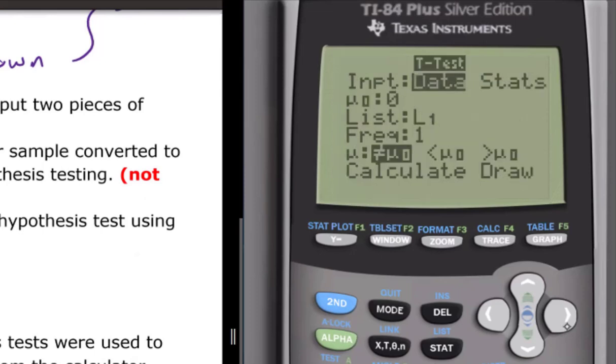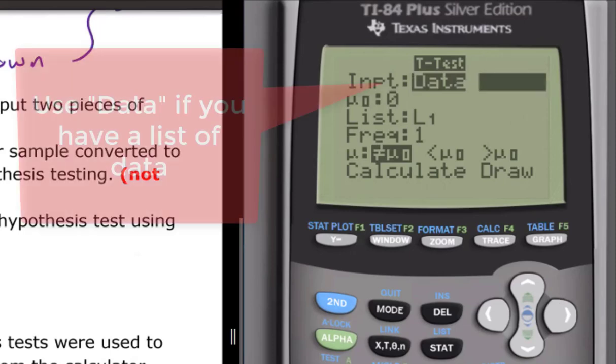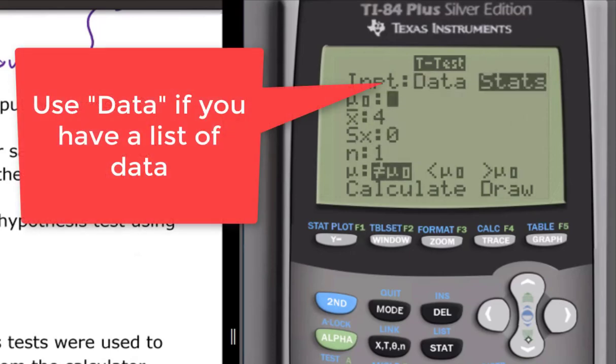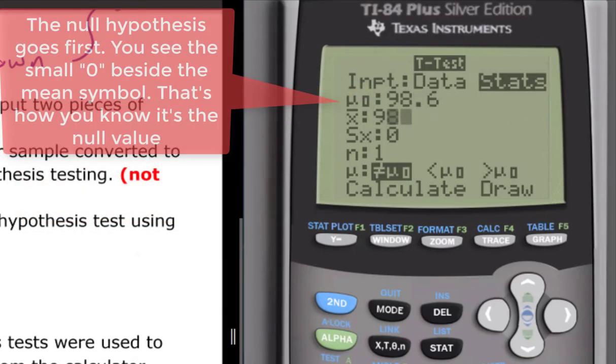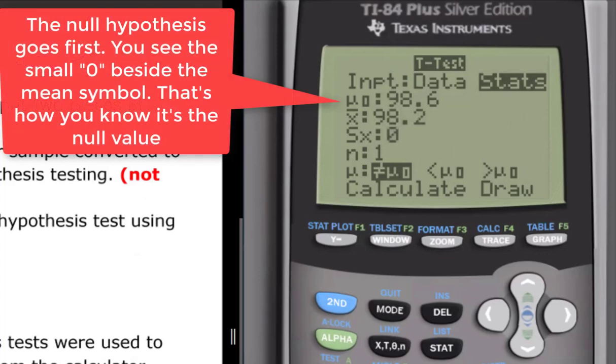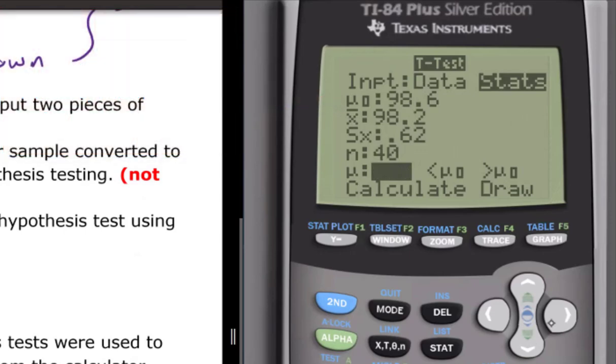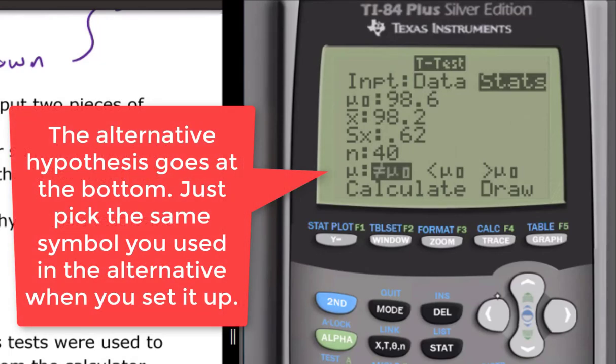And then I don't have all my data, so we're just going to put in summary stats. So let's say the null hypothesis, we'll put it as 98.6, and then let's say we got 98.2 as our sample mean. My standard deviation, I'm just going to let that be 0.62, and then we'll say we gathered a sample of 40 people right there. Okay, and let's say that we'll just do not equal there for that.